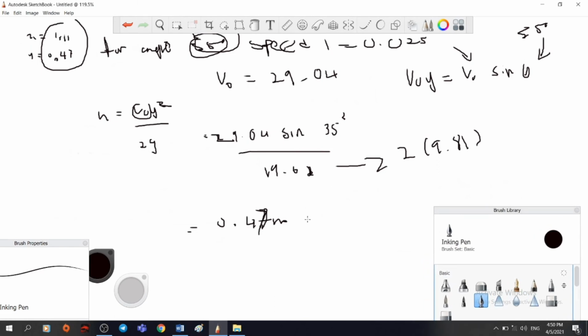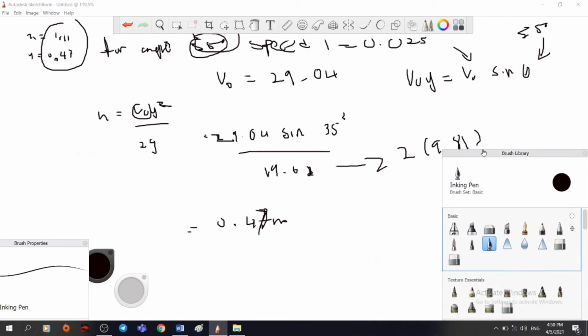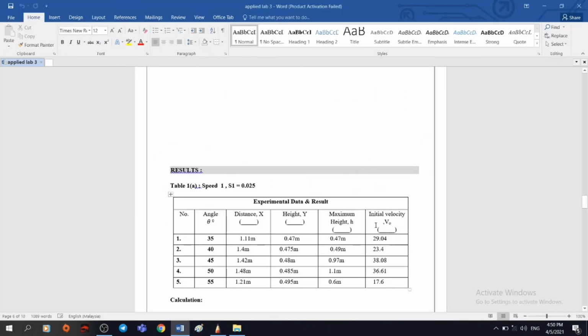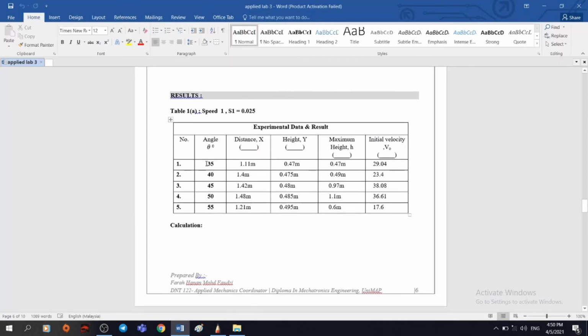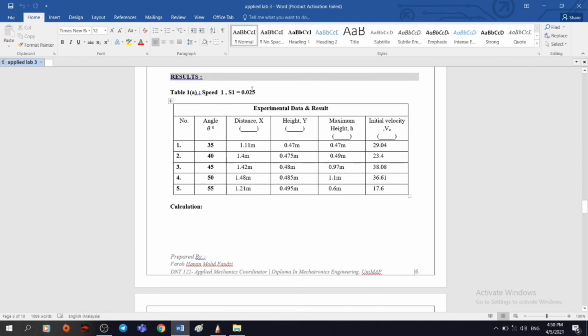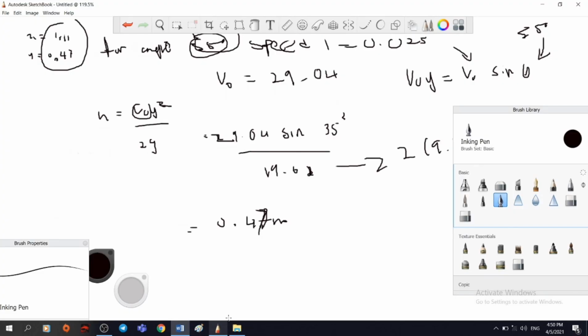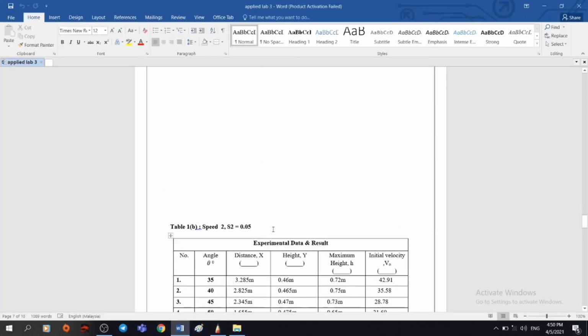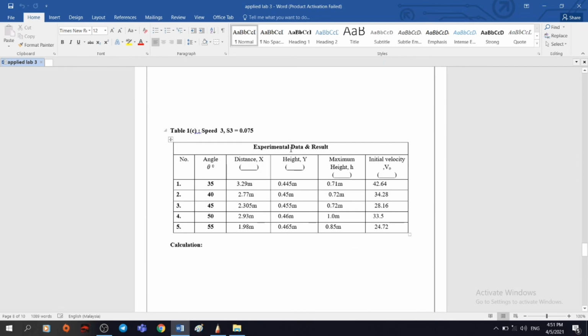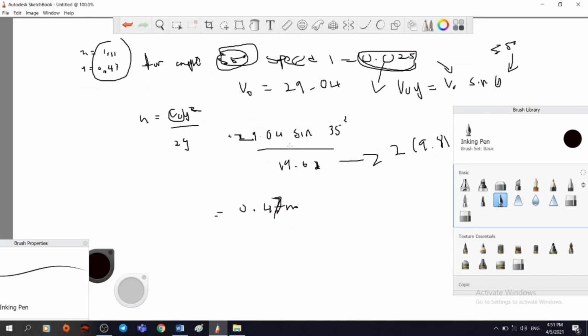So that is the calculation for the experiment. For every angle and every speed, using the same calculation and formula, we will get different answers and different maximum heights for each angle and speed. I applied the speed 0.025, and when we use 0.05 and 0.075, it will be the same equation but with different data. So that's all from me. Thank you.